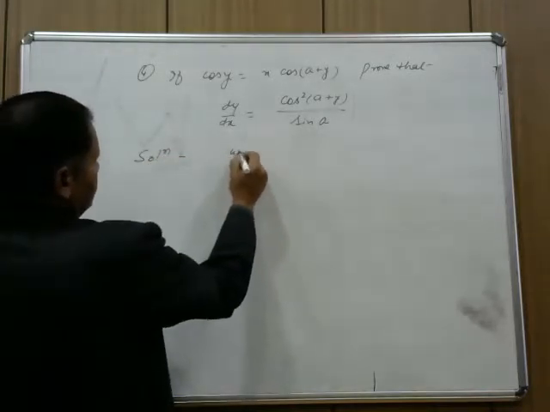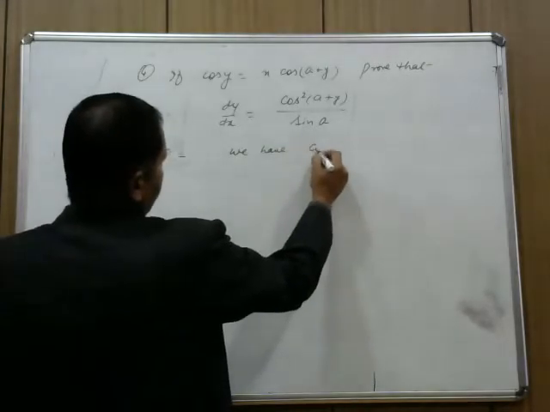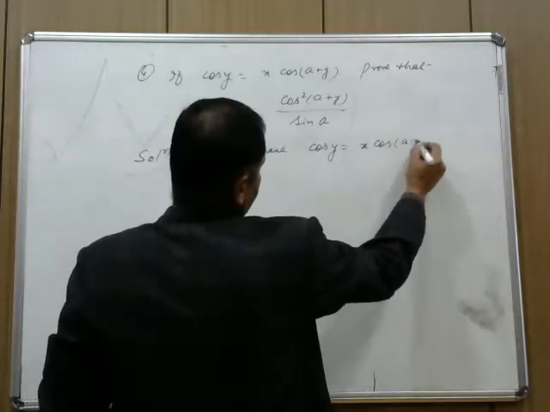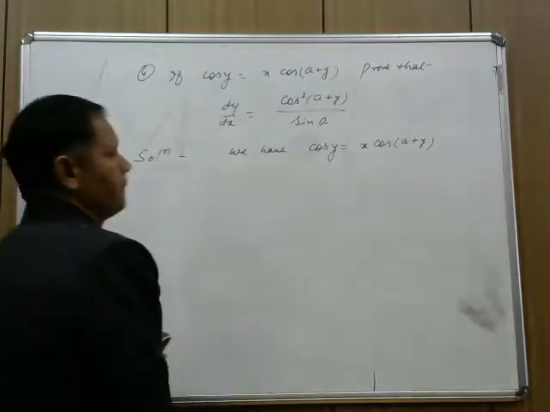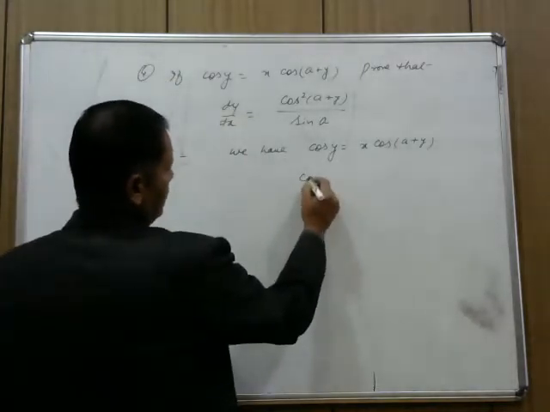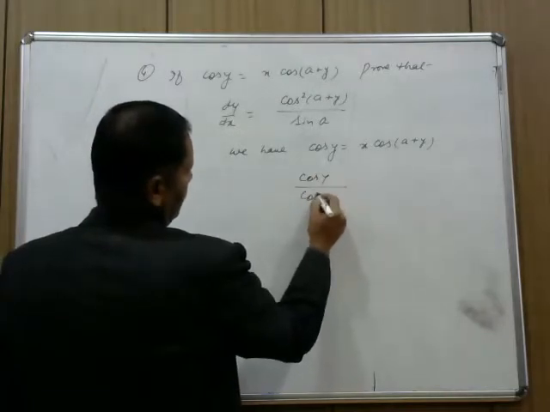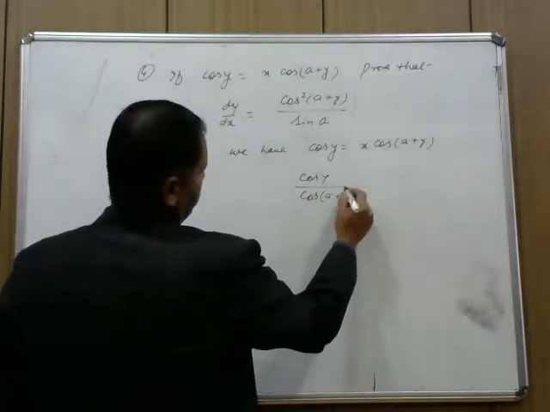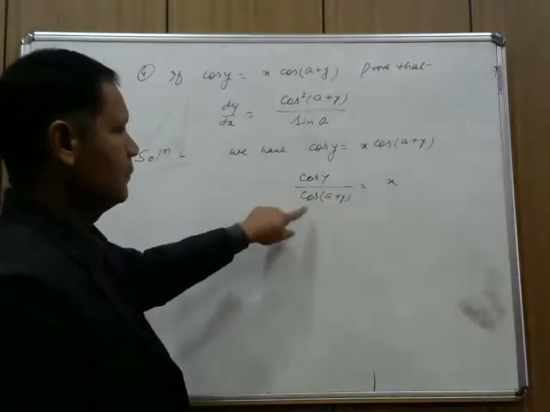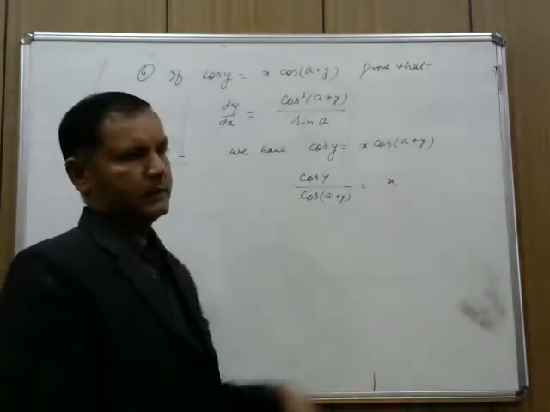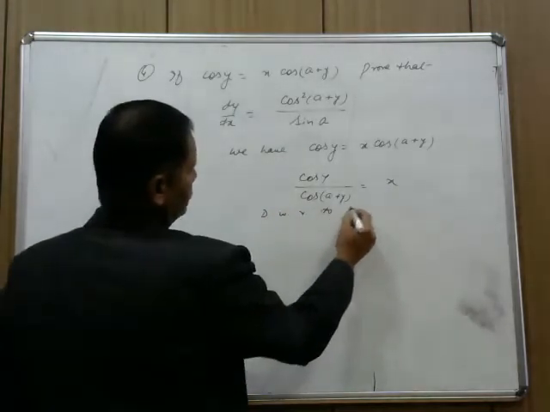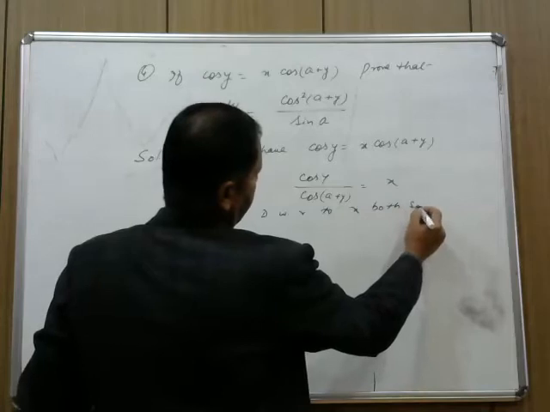Cos y we have cos y is equal to x cos (a plus y). Right? Can I write cos y upon cos (a plus y) is equal to x? Yes, we can write. cos y upon cos (a plus y) is equal to x. Now differentiating with respect to x both sides.